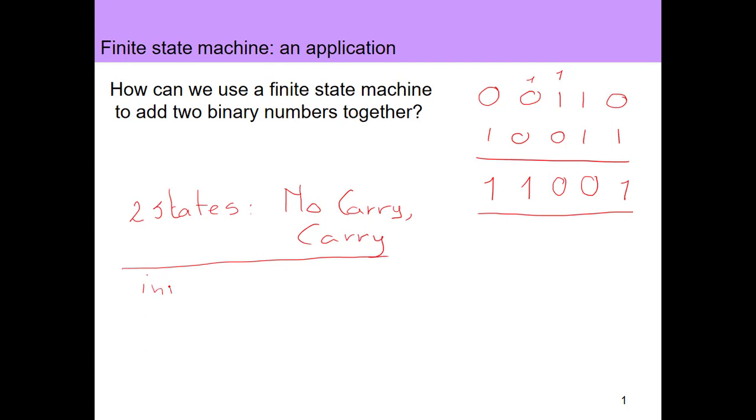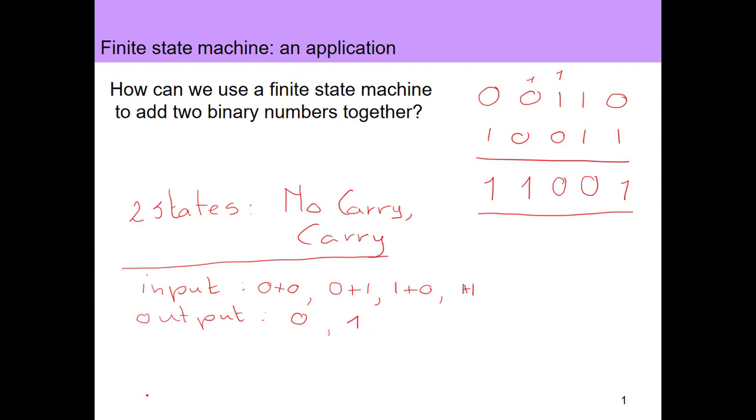So my input alphabet could be I add two zeros, or I add a 0 and a 1, or a 1 and a 0, or a 1 and a 1. The output is in fact just a 0 or a 1. So the input alphabet contains 4 symbols and the output contains 2 symbols. Okay, so let's remember this one. We have 2 states, no carry and carry, 4 input parameters and 2 output parameters.